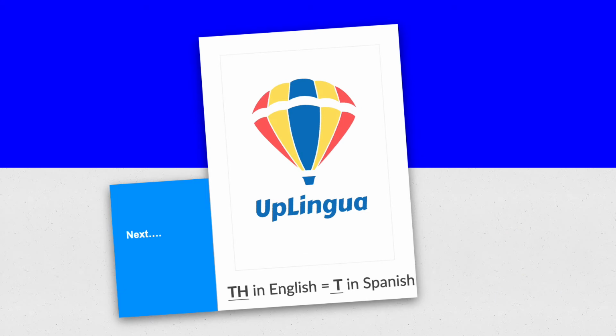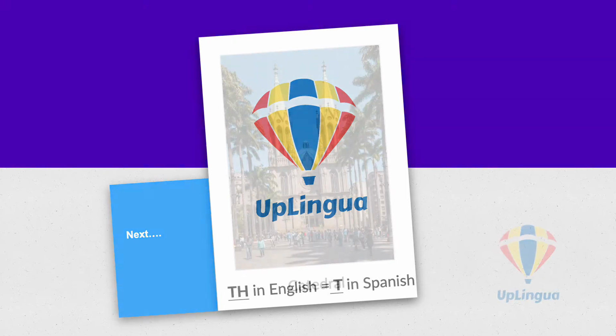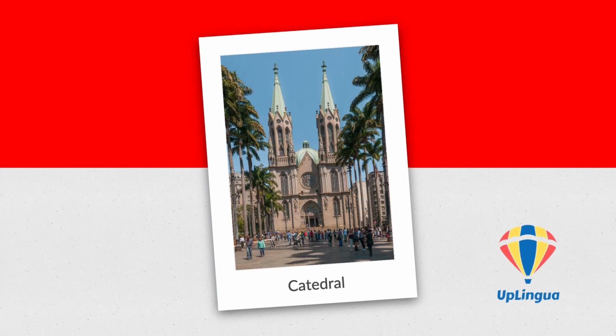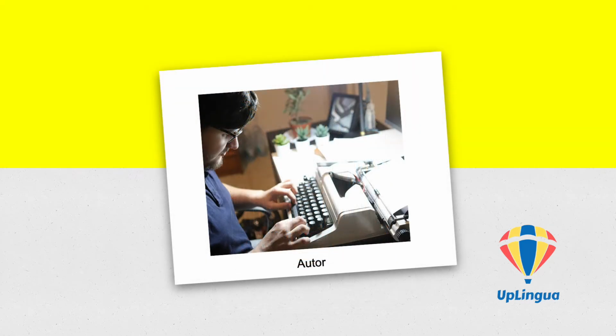Now, TH words, usually you just simply drop the T. Let's look at a few of those. Cathedral becomes catedral. Try pronouncing that with me one time. Catedral. Author becomes autor. Autor. Try pronouncing it with me one time. Author becomes autor.